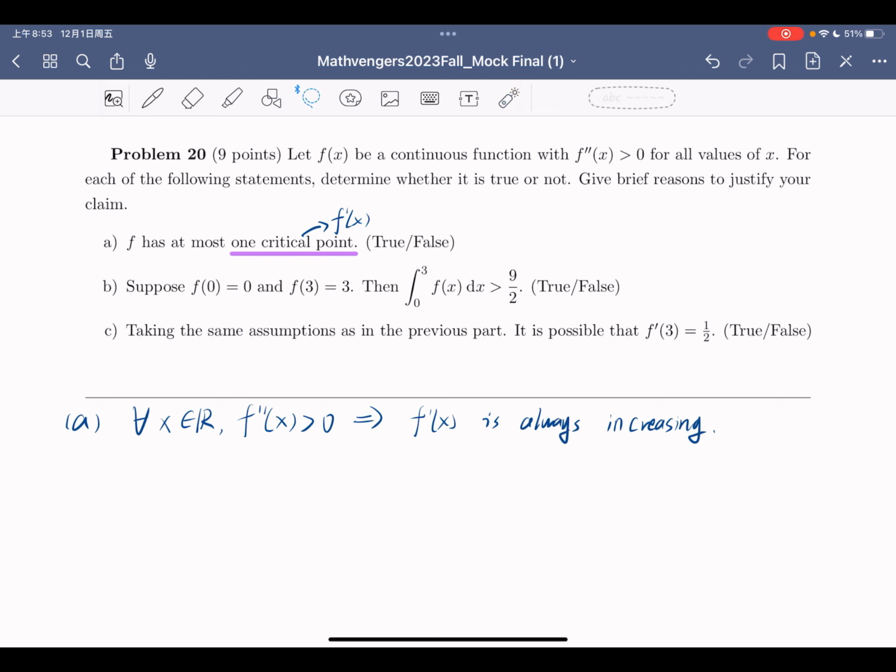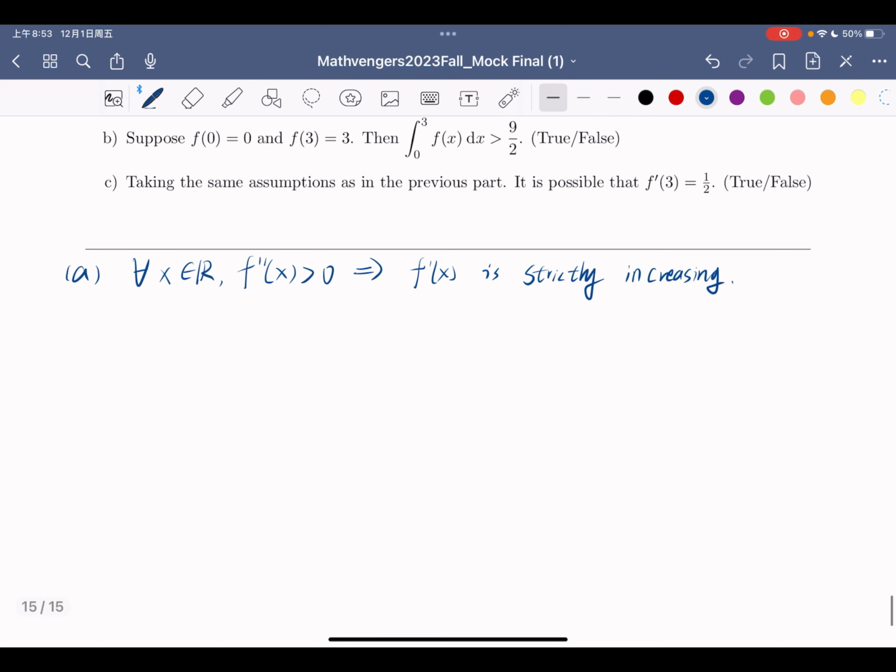Actually, this function is strictly increasing. Okay, so that means there is only one possible critical point for the first derivative to have, a minimum point.